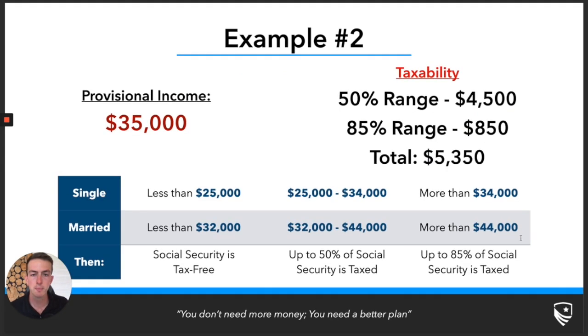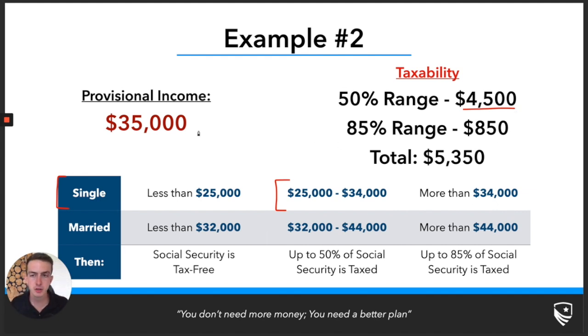Okay, so again, we would plug that into this table then. Remember, they are a single filer here. They have a provisional income of $35,000. So again, within this range here, they're going to be fully subject, that's going to move into their Social Security taxability. So now this is a $9,000 range. Okay, so 50% of $9,000 is $4,500.